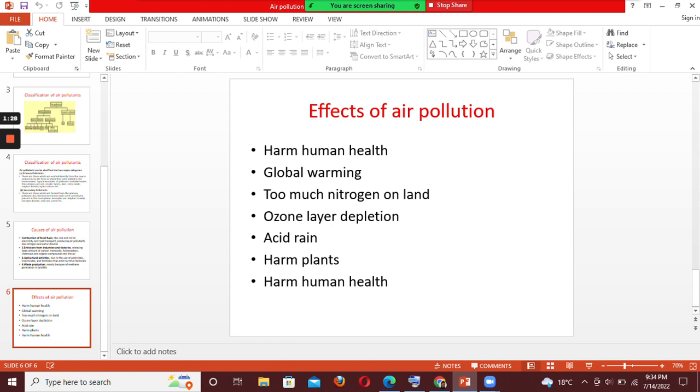Then ozone layer depletion due to the effects of the greenhouse gases. Then we have acid rain as a result of the reaction of carbon dioxide and sulfur dioxide with water droplets, and it can harm plants. Air pollution will affect plants. The plants will have stunted growth. Then we have that it will harm human health, and this one is a repetition of the first point. So that is the end of our lesson today.